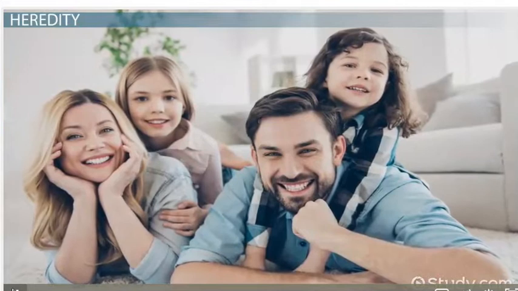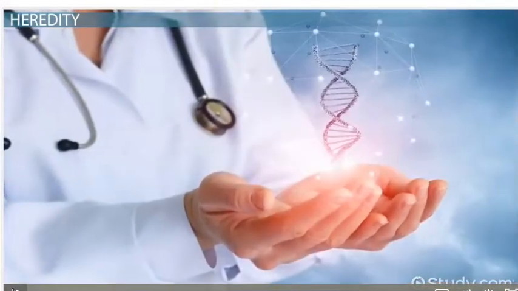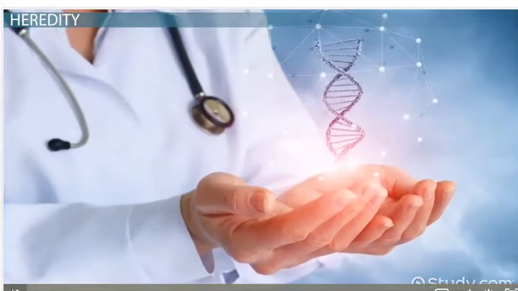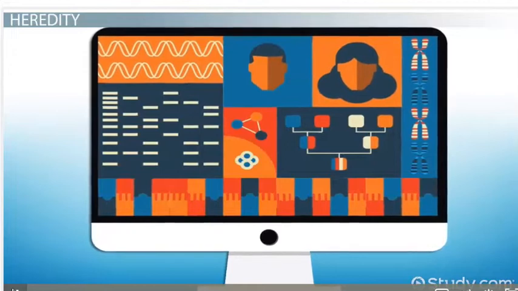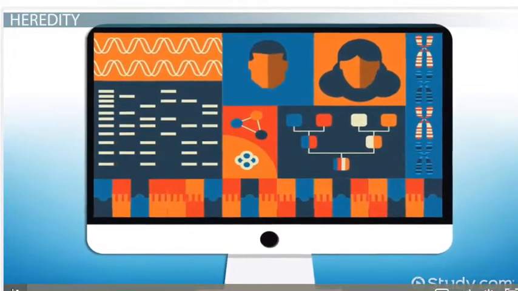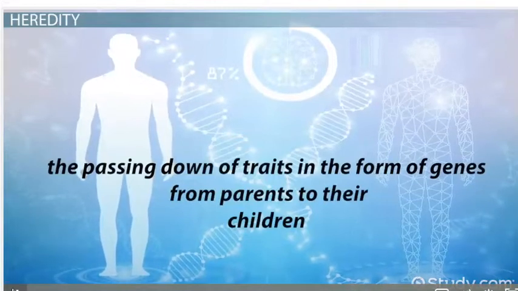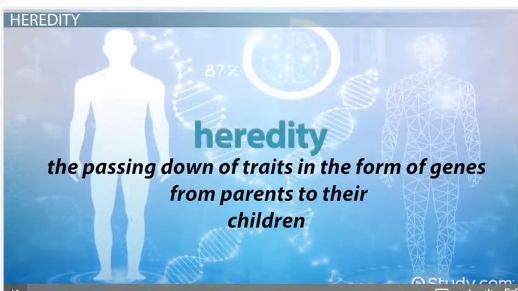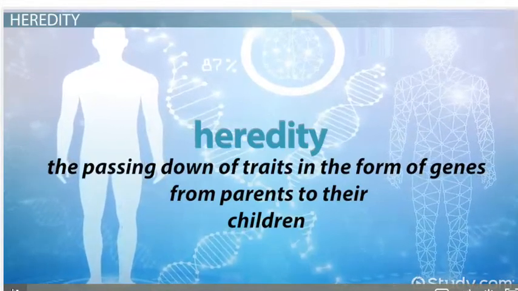Parents and children have similar traits, or characteristics, because parents pass traits down to their children through genes, which are the sections of information that make up DNA. DNA is like a body's master plan, and genes are the individual instructions for building each piece. The passing down of traits in the form of genes from parents to their children is called heredity. Every living thing has a DNA master plan that they inherit from their mom and dad.